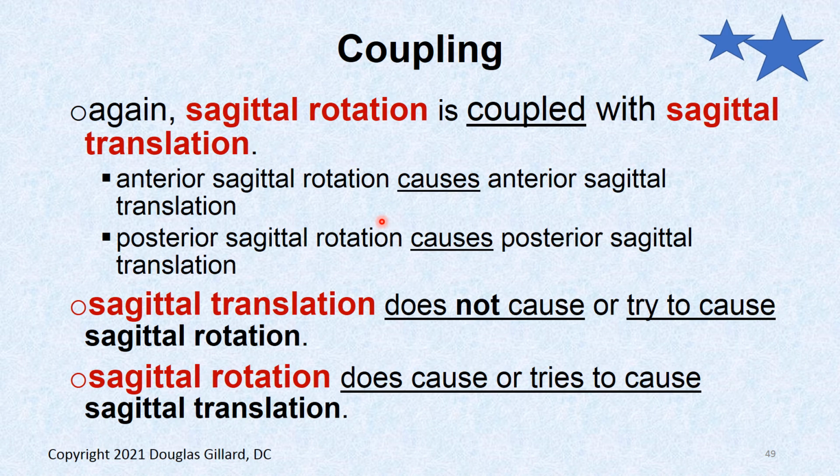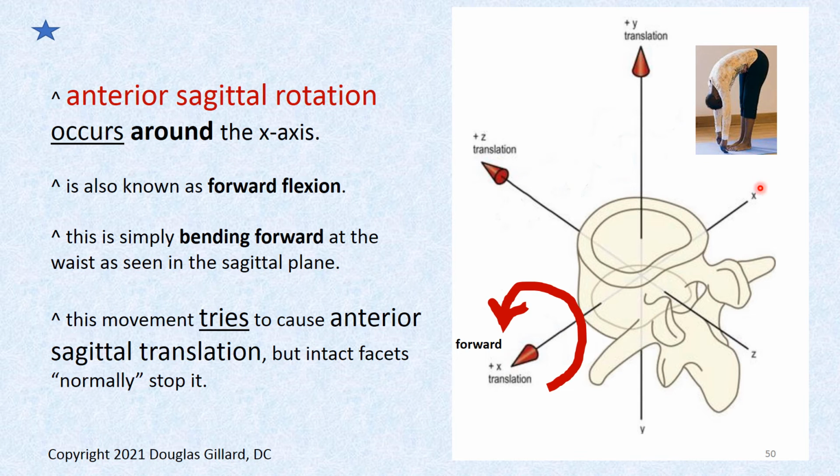All right, we talked about this already. We already know that sagittal rotation is coupled with sagittal translation. So anterior sagittal rotation causes or tries to cause anterior sagittal slip or anterior sagittal translation. Posterior sagittal rotation tries to cause posterior sagittal translation. See how that works? Sagittal translation does not. So if you put the bone into sagittal translation by maybe pushing on the spinous process, it doesn't cause or try to cause any type of rotation. It only works when you try to rotate the bone. When you try to rotate the bone forward, the bone also wants to slip forward. See how that works?